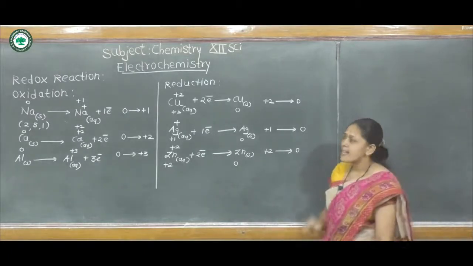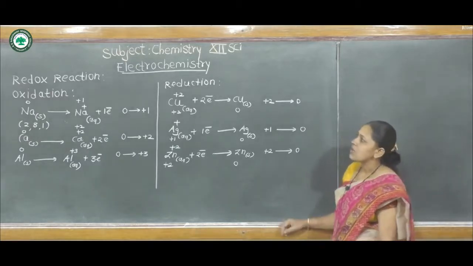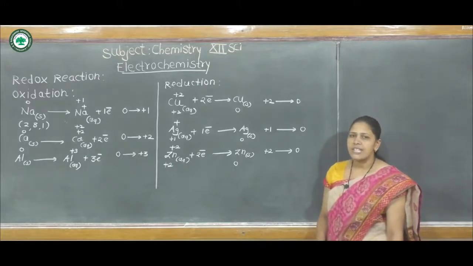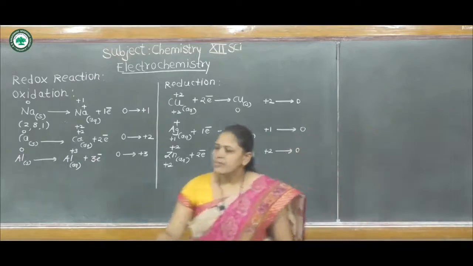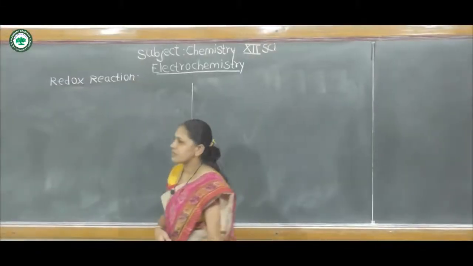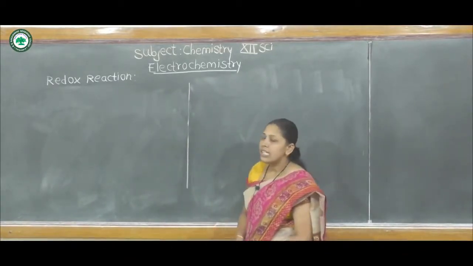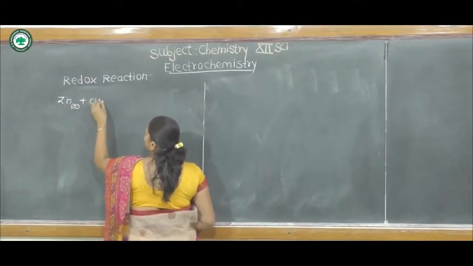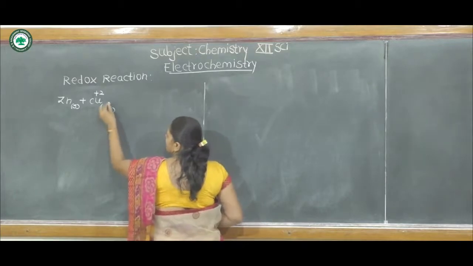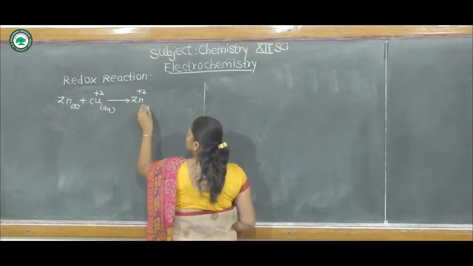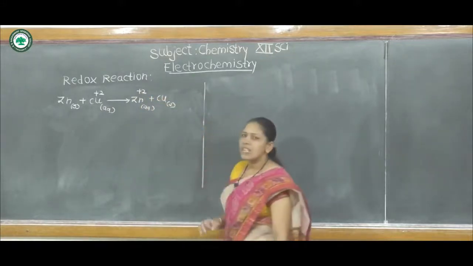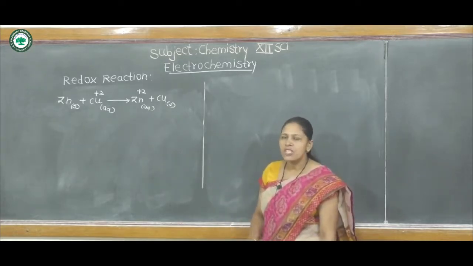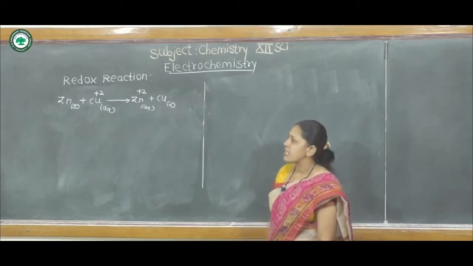Then next is what is meant by redox reaction. All reactions occurring in electrochemical cells are redox reactions. That means reactions in which oxidation reaction and reduction reaction take place simultaneously. For example, the cell reaction in the Daniell cell. The reaction is Zn solid plus Cu2+ gives Zn2+ plus copper metal. This reaction is a redox reaction. That means in this reaction, both oxidation reaction and reduction reaction take place simultaneously.